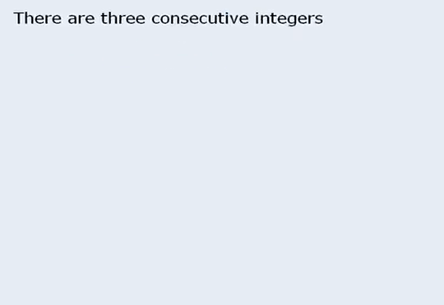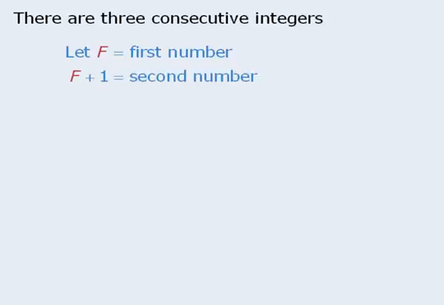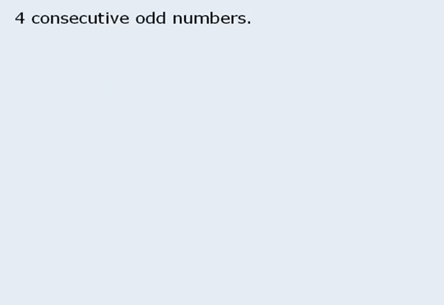To represent each of these 3 integers, let's let f represent the first number, since it must be the smallest. Since we are dealing with consecutive integers here, each number is 1 greater than the number before it. So the second number will be f plus 1, and the third number will equal f plus 2. Alright, what about this one?